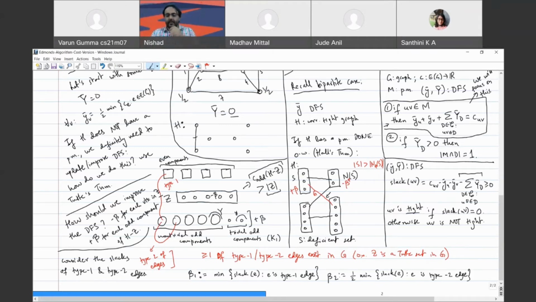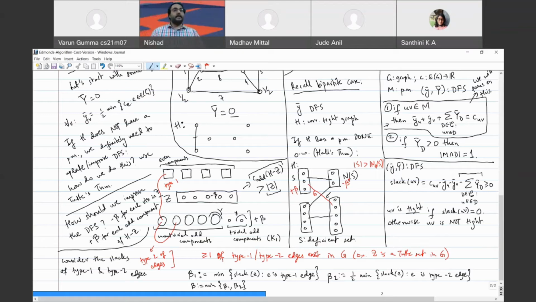If there is no edge of type 2 or type 1, then the corresponding beta i will be infinity. Okay, because it just means that there are no edges, so you cannot violate any constraints. So if the set is empty, then beta 1 or beta 2 will be infinity. We know that both sets cannot be empty, otherwise the Z will be a touch set in the graph G, right? So one of these is going to be a finite number. And finally, the beta will be the minimum of beta 1 and beta 2. Okay, so that is how we are going to choose beta in this case.